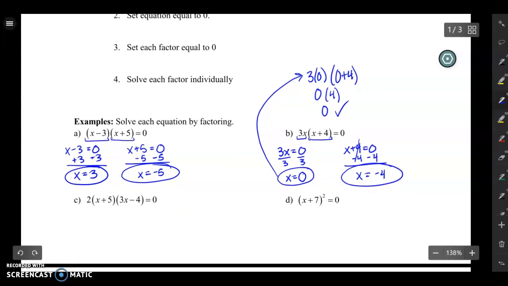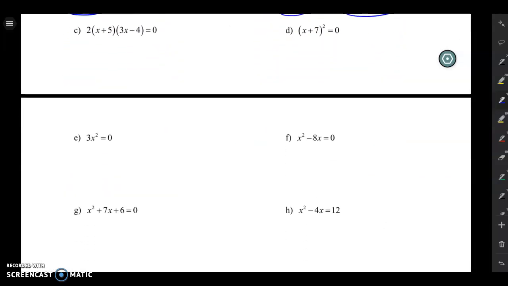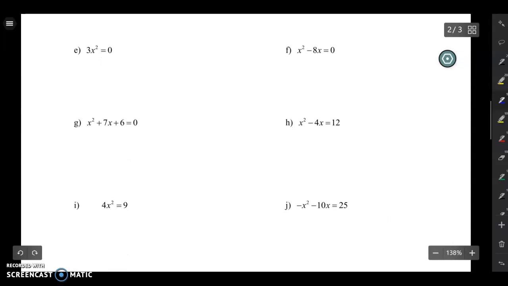Okay? So let's jump down. I want to do some where you have to work the steps from the beginning. So let's do f together. With f, I have not factored it for you, so we're going to start by factoring. Remember, we have lots of different factoring methods. The first one you always want to check for is factoring out a GCF.